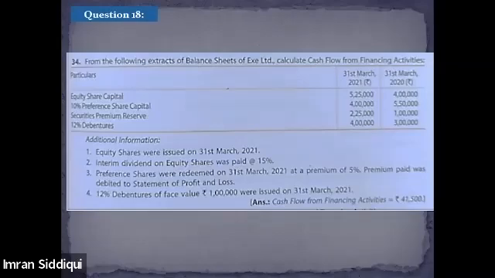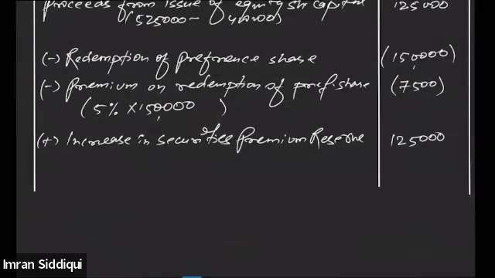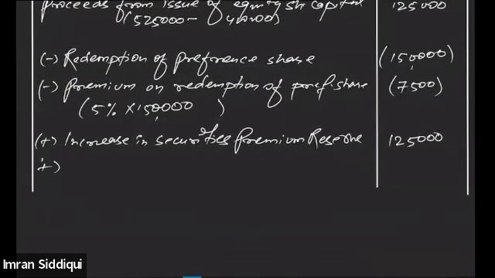Then regarding the debentures, it says at the beginning of the year debentures were 3 lakh and at the end of the year it is 4 lakh. That means we have issued debentures this year. 1 lakh of debenture has been issued. In the additional information, it says 12% debentures of face value were issued on 31st of March 2021. So we have issued the debenture at the end of the year. Because we have issued debentures having a value of 1 lakh, there is an inflow of 1 lakh, proceeds from issue of debenture.